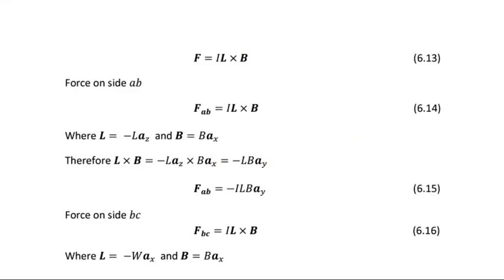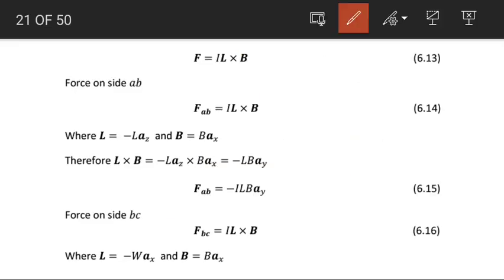We know that the force on a current carrying conductor is given by equation number 6.3. The force will be equal to IL cross B. We calculate the force on side AB. So the force on side AB will be equal to IL cross B.